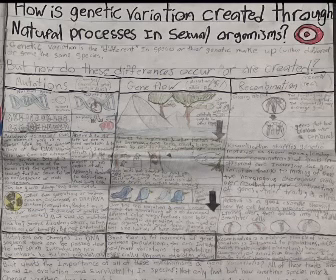Alright, on to my second target. Number 4, how is genetic variation created through natural processes in sexual organisms? Here's a more lengthy one, but I'm going to try to speed it up. Genetic variation is the difference in a species' genetic makeup within different or the same species or populations. So here we have 3 main contributing factors I'm going to try to hastily go through.